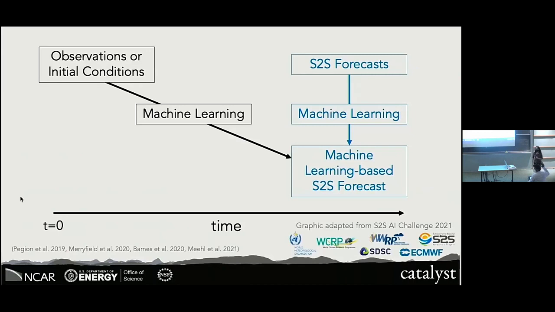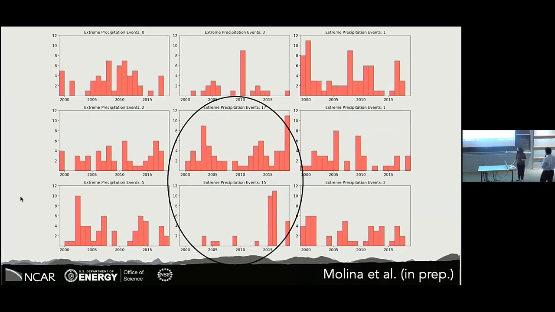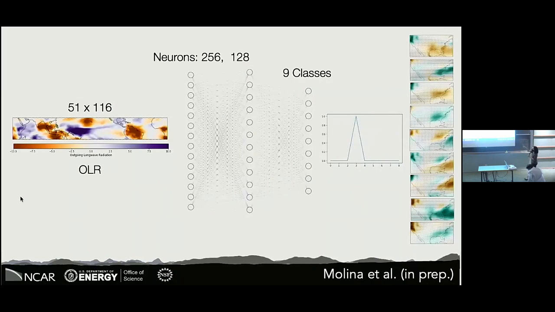Go ahead, sorry. In the previous slide, do you use the full OLR field, or do you filter the OLR field to capture just the MJO part of the convective signal? Great question. There was pre-processing done to this OLR field. These are anomalies, and here I have a lead-time bias-corrected anomaly.